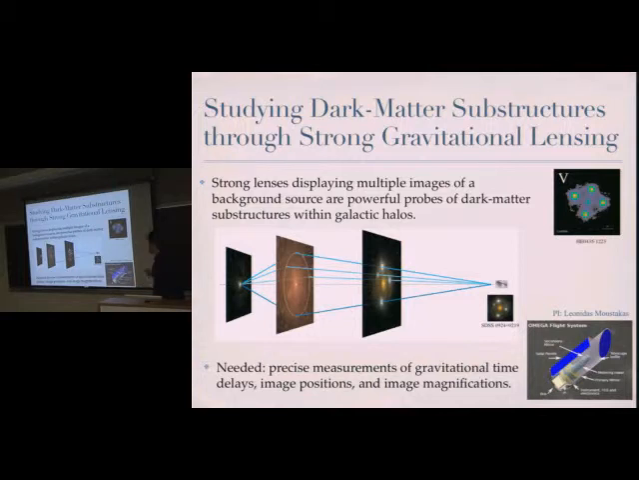If you have precise measurements of these 4 images, the time delays, the positions, and the magnifications, you can actually reconstruct the projected gravitational potential inside that lens galaxy here, and infer properties about the dark matter substructure inside. In particular, you're most sensitive to that cutoff in the mass function. So it's not hopeless that we will be able to measure that kind of mass cutoff that this atomic dark matter model predicts.